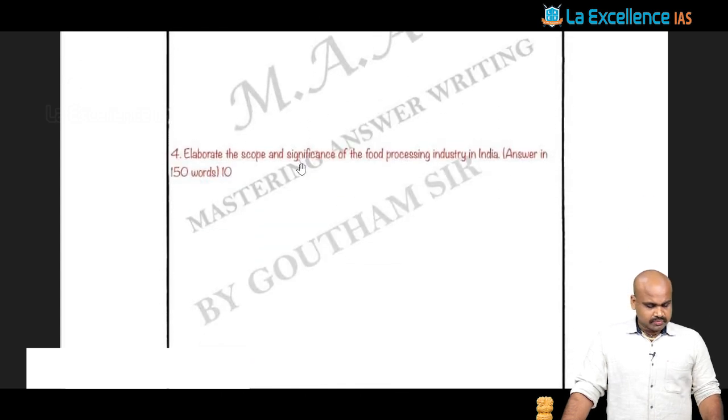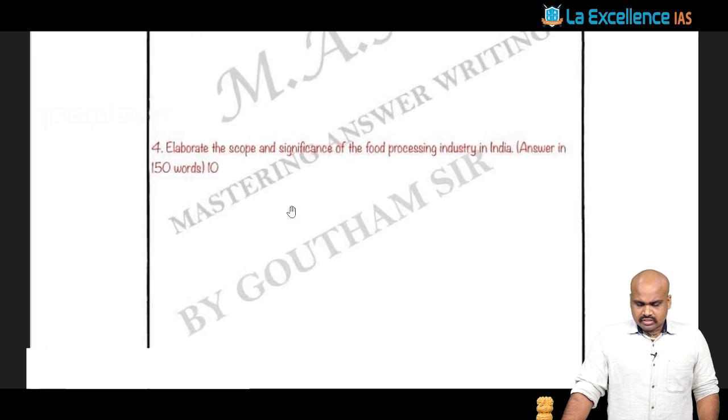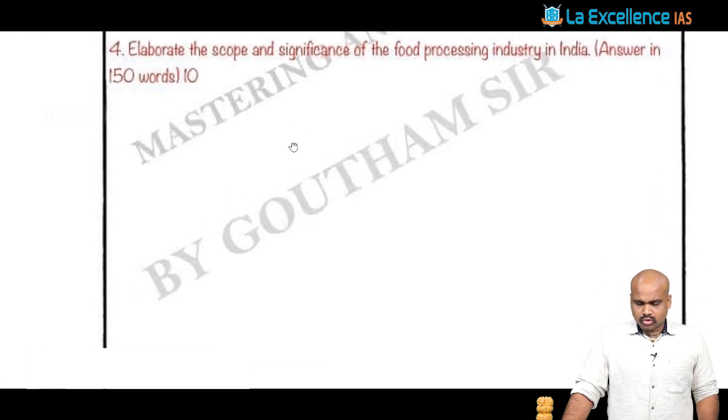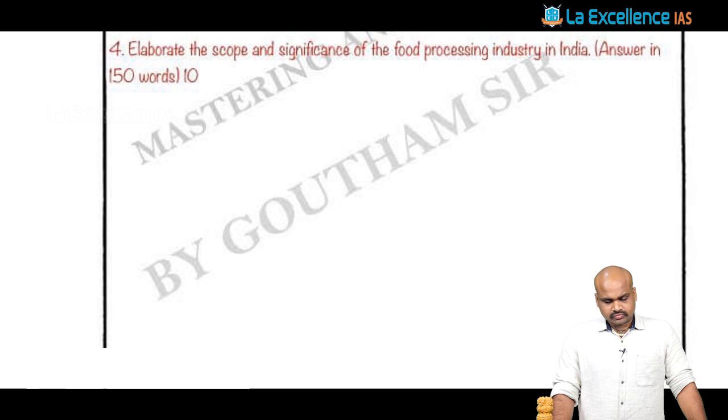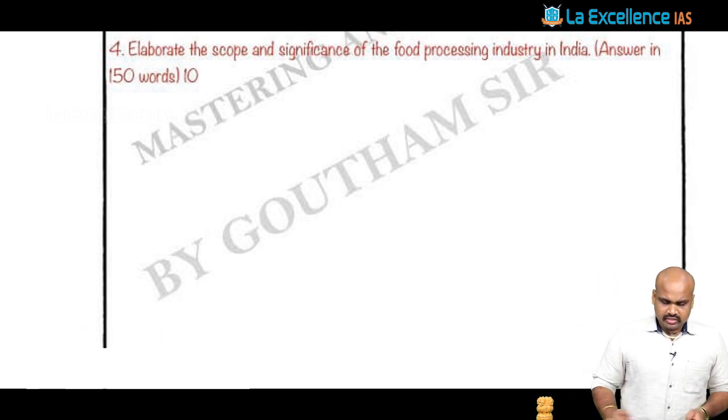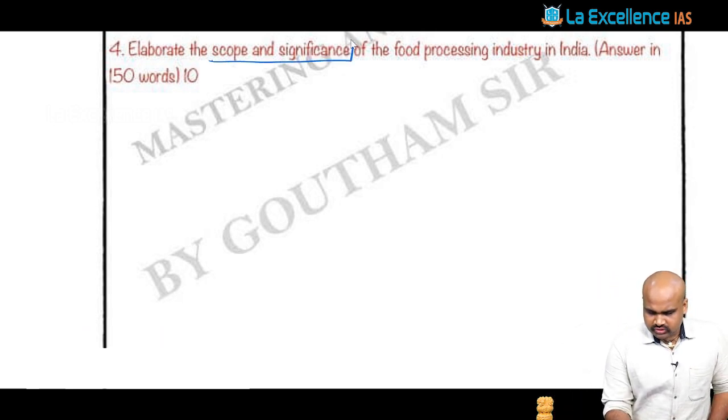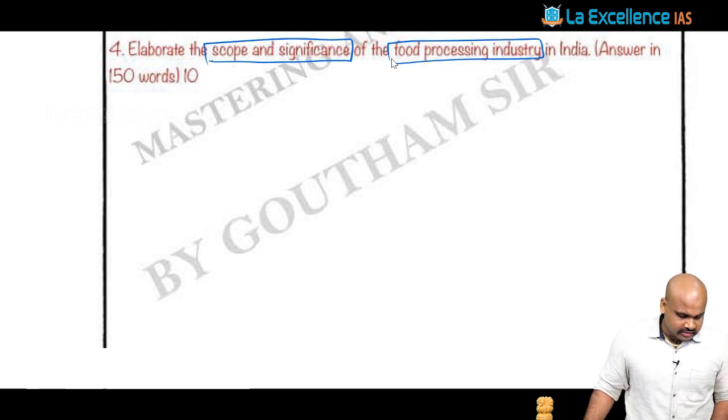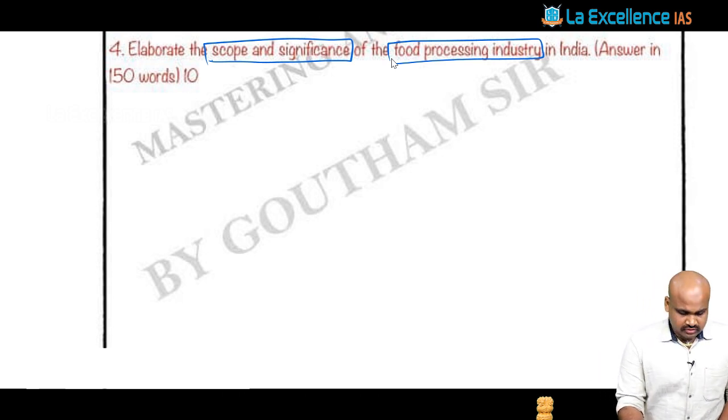That is with respect to: elaborate the scope and significance of the food processing industry in India. Now, when we talk about the scope and significance of food processing in India, we have to see two dimensions in this. First, the introduction. In the introduction, we can talk about the significance of the food processing industry.